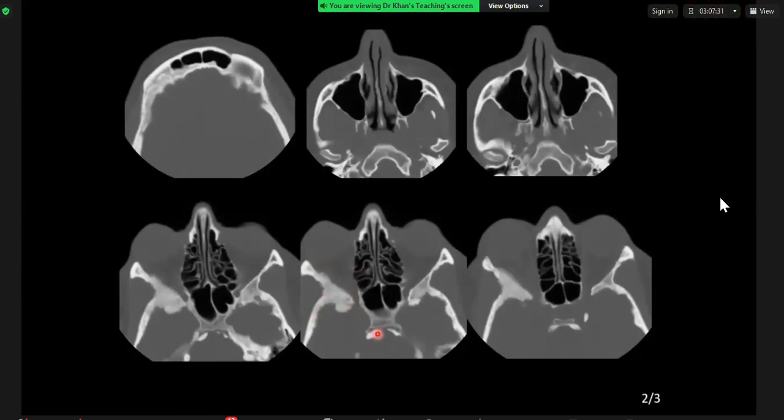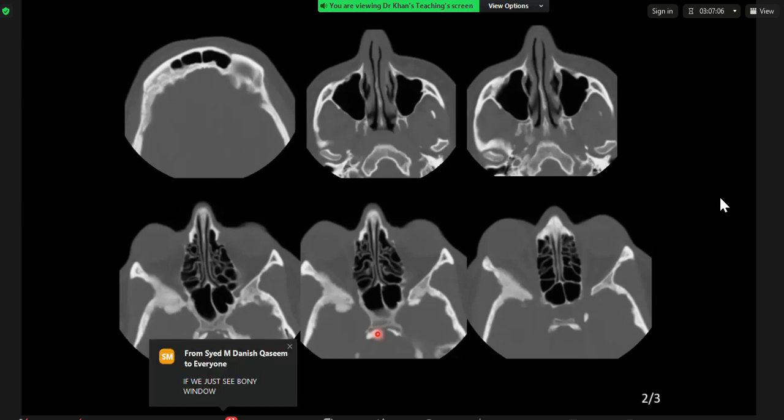So on the right side, I can see that there is quite irregularity along the lateral margin of the right orbit, and it is extending up to the sphenoid, ipsilateral sphenoid as well. And I cannot see any other abnormality elsewhere in the bony calvarium. So that's the only abnormality which I can see.